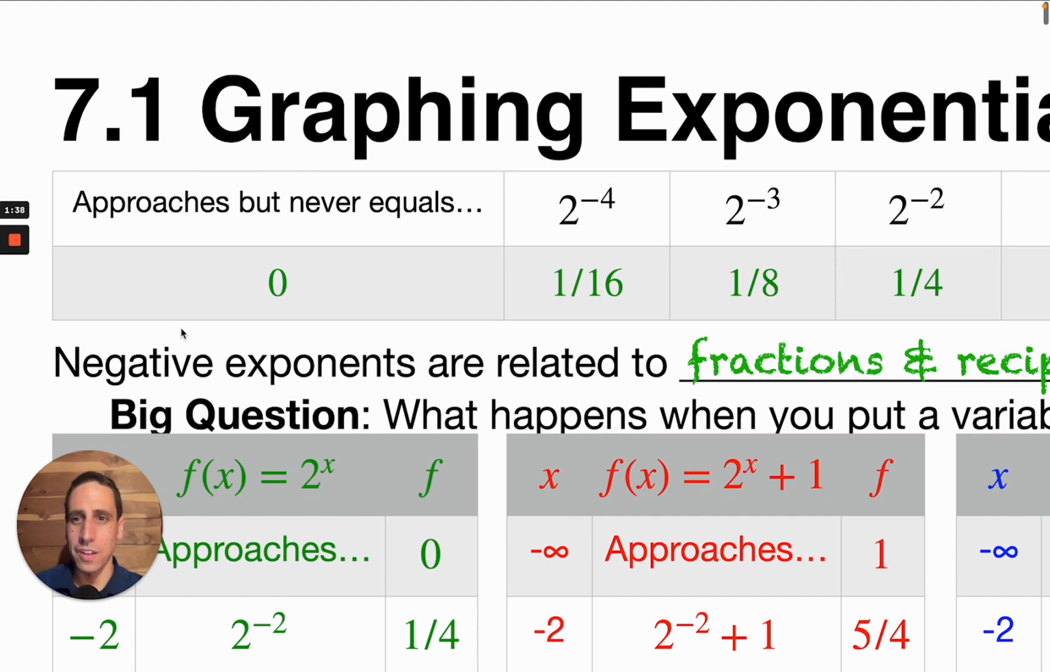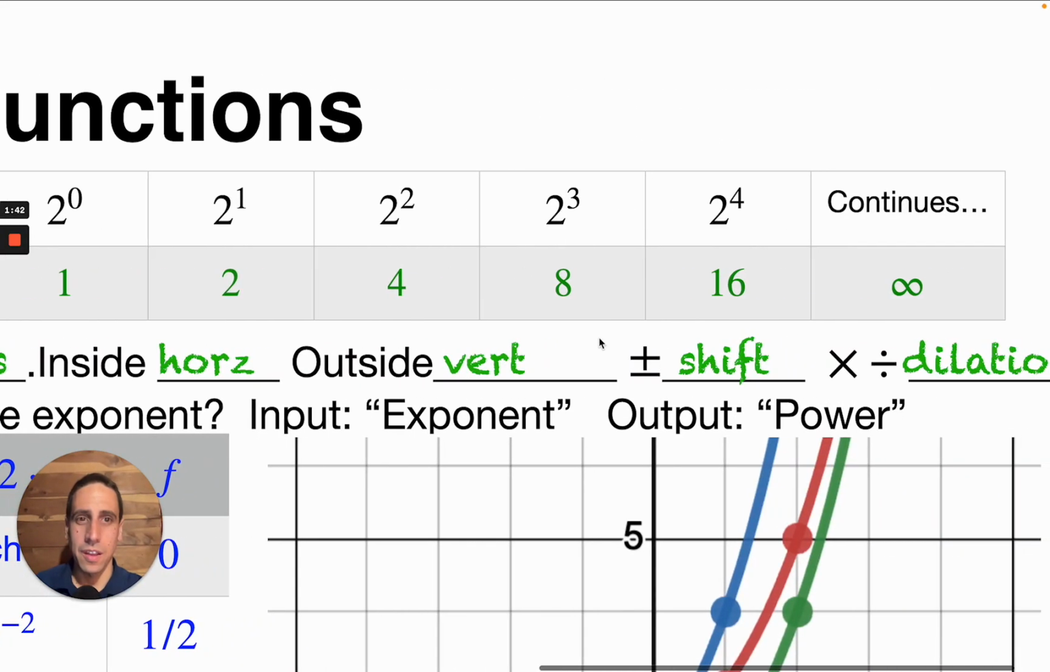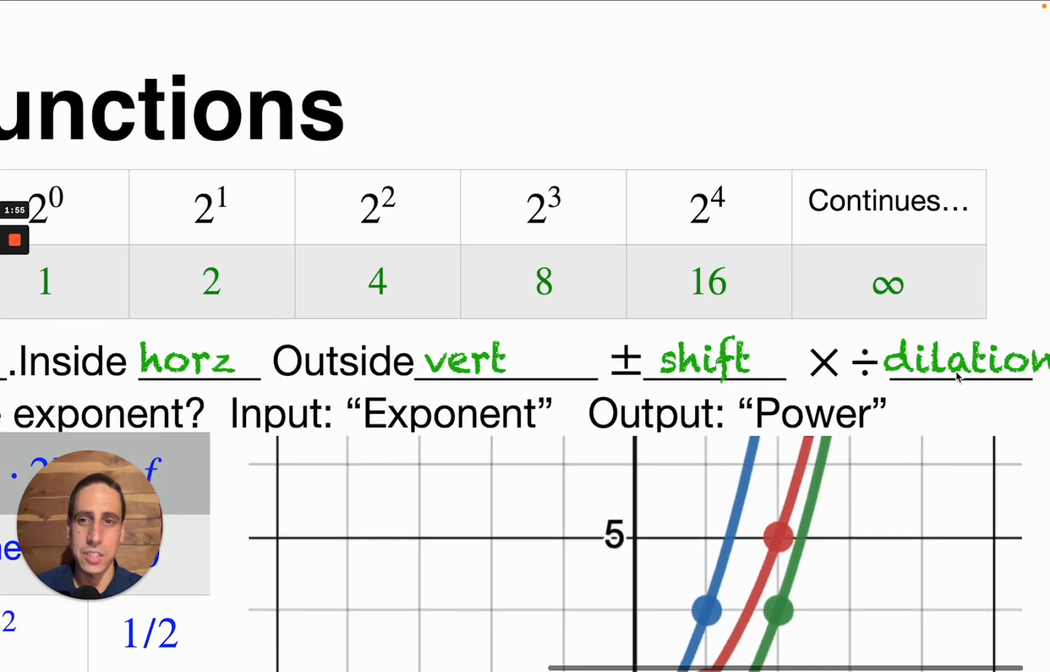Big idea here is that negative exponents are related to fractions and reciprocals. And if you wanted to keep on going in the positive direction, it goes to positive infinity. Quick review on transformations. Inside is horizontal, outside is vertical. Plus or minus is a shift, and multiply or divide is some kind of a dilation.